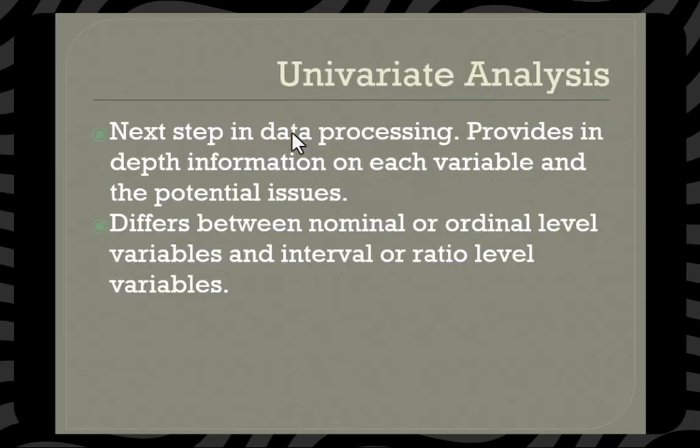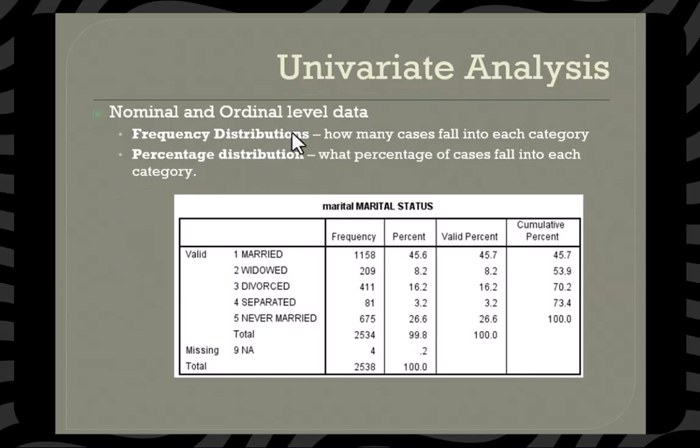The first type of analysis we're going to look at is called univariate analysis. This is the next step typically in data processing. This is where we look at one variable and provide some in-depth information on each variable in our data set and any potential issues we might have with this data set. How we do this is going to differ depending on whether we have nominal or ordinal level data versus interval or ratio level data.